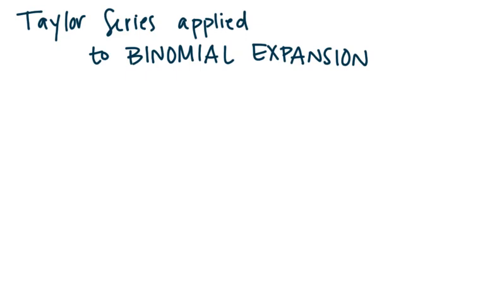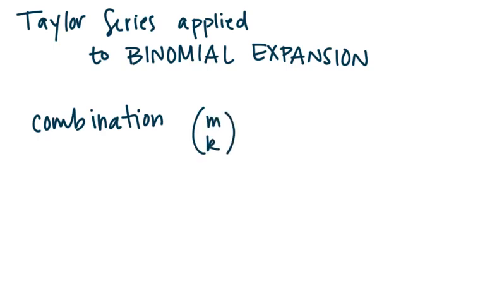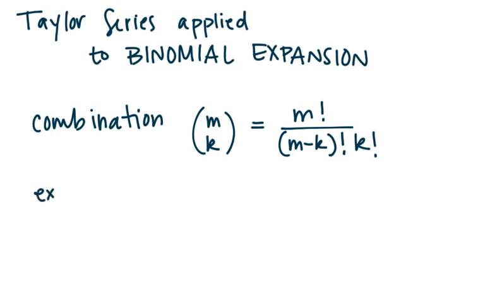So we're just going to show how Taylor series can be applied to that. And in order for us to do that, we need to make sure we understand what a combination is. So we've got some notation that you'll see, such as these parentheses with a number on the top and a number on the bottom. And what that essentially means is m factorial over m minus k factorial k factorial. So an example of that might be if I had 10 choose 8.